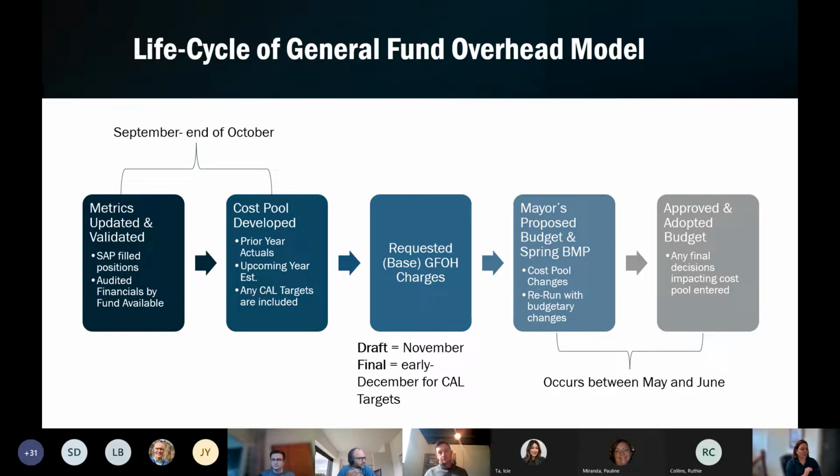The cost pool is then developed. So this includes the work that Peter has described as a part of developing the CalTarget, and then any CalTarget adjustments that come from council through the fall supplemental budget process.